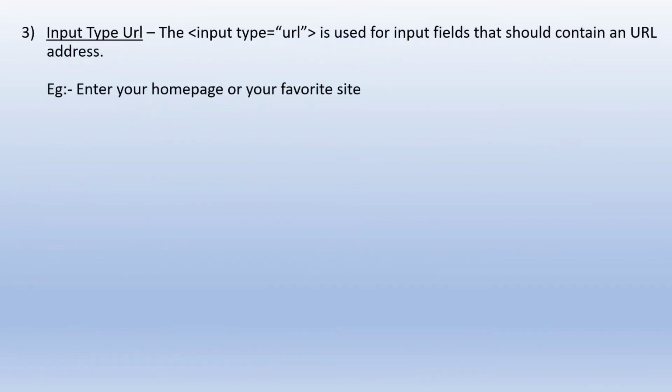Next type of form element is input type URL. Input type URL is used for input fields that should contain a URL address. This says that if you want to enter any website name, then you have to use input type is equal to URL. So this is used to enter the address of the website. So what does this URL stand for? It is nothing but Uniform Resource Locator. So it locates your websites.